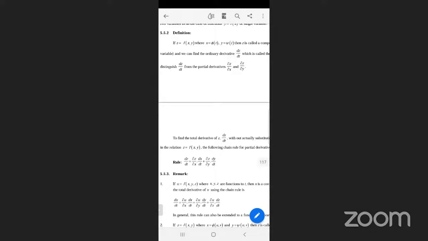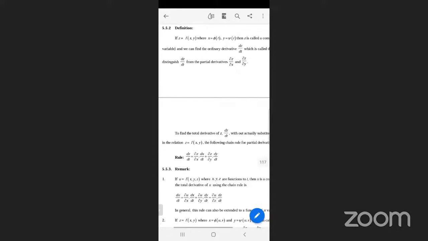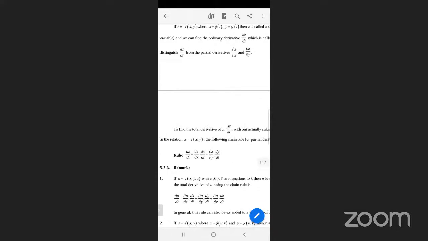So z actually does not have any t terms; z is only a function of x and y variables, but x is a function of t and y is a function of t. Then, how are we going to obtain dz/dt? dz/dt will be given by dz/dt equals ∂z/∂x into dx/dt plus ∂z/∂y into dy/dt. How we get this, I will explain here.